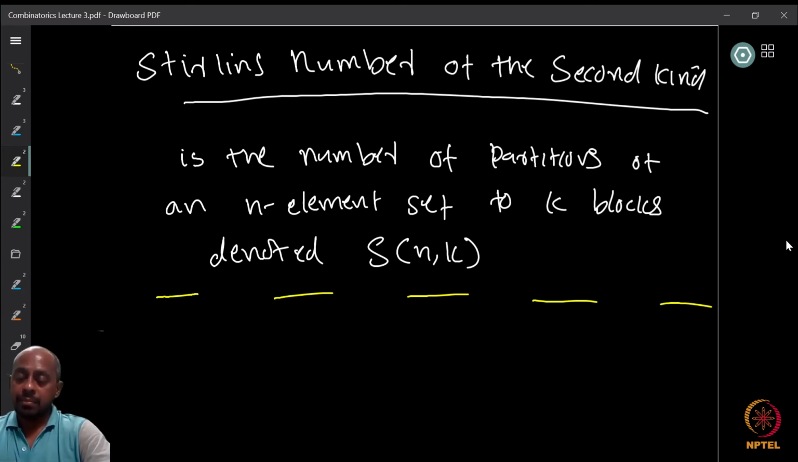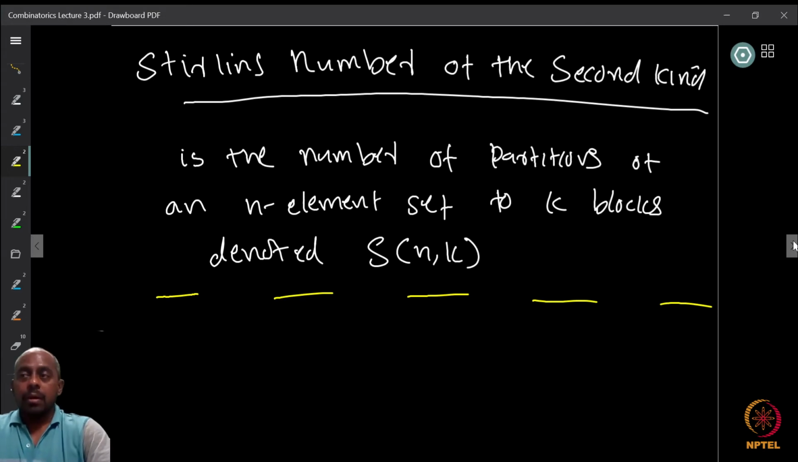Okay. So the number of partitions of a set into k blocks is denoted by S(n,k) and is called the Stirling number of the second kind. One can ask, what happened to the first kind? Why are we not looking at the first kind before the second kind? We will look at the first kind sometime in the future, but that is much more difficult to deal with. It's a much more involved computation, and we will look at those things in the later part of the course. So for the time being, we will stick with the Stirling number of the second kind.